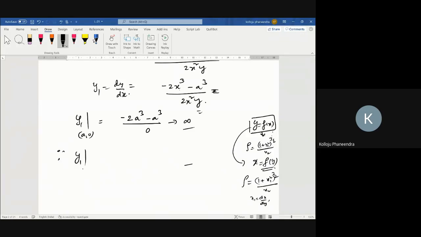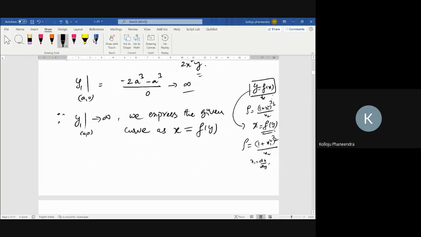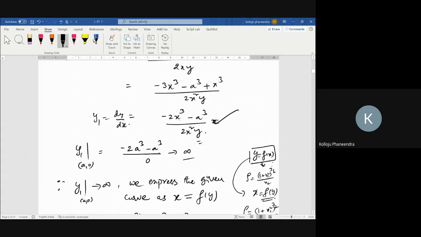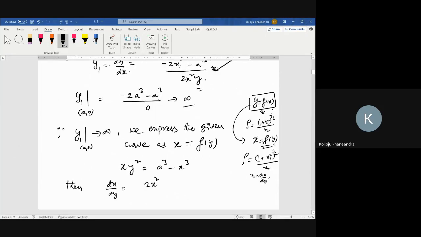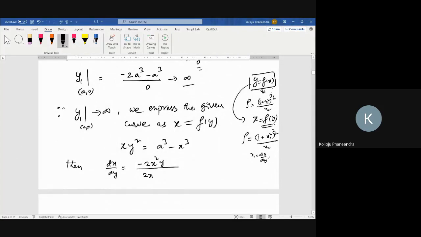Since y1 at a comma 0 tends to infinity, we express the given curve as x equal to some function of y. What is the equation of the curve? Xy square equal to a cube minus x cube. Then what is dx by dy? Already we calculated dy by dx. It is here. Just reverse it for dx by dy. What will you get? 2x square y minus 2x square y by, what is this expression? Minus 2x cube, 2x cube plus a cube. This is dx by dy.